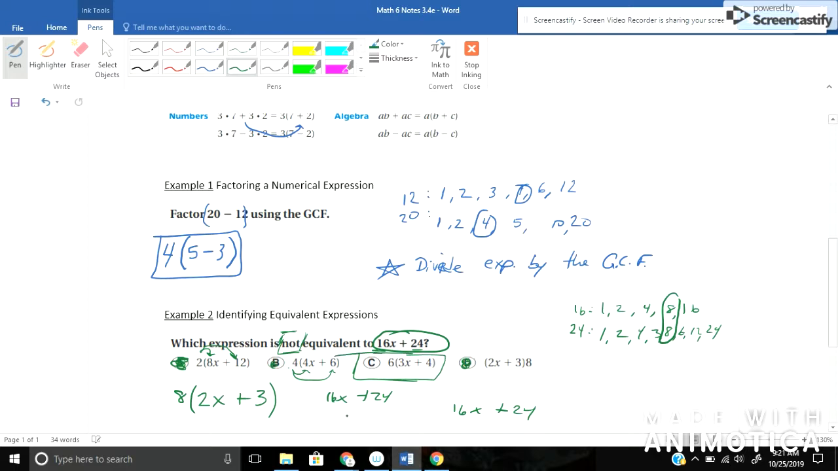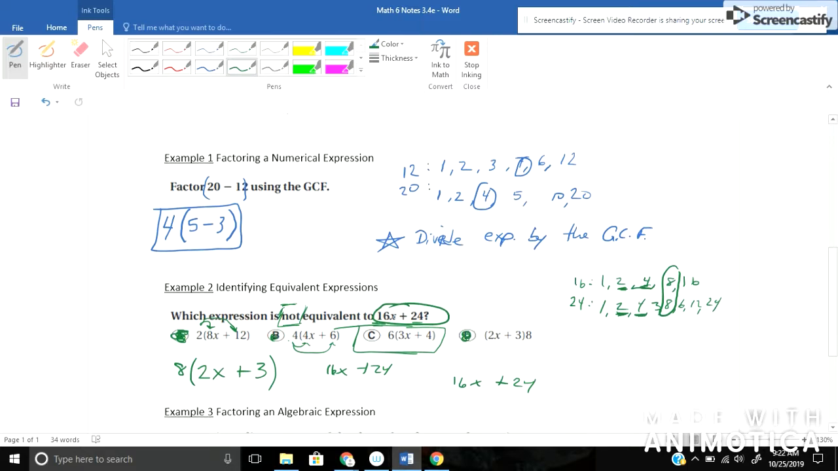If I take 6 and multiply it by 3x, that gives me 18x. Definitely not 16x. Okay, so that one would not be equivalent. You'll see when they factored for A, B, and D, they took other factors out that were common. So in this one, they took 2 out, and B, they took 4 out. They were common, but they weren't the greatest common factor like we did at first. Okay, so the expression that's not equivalent would be letter C.